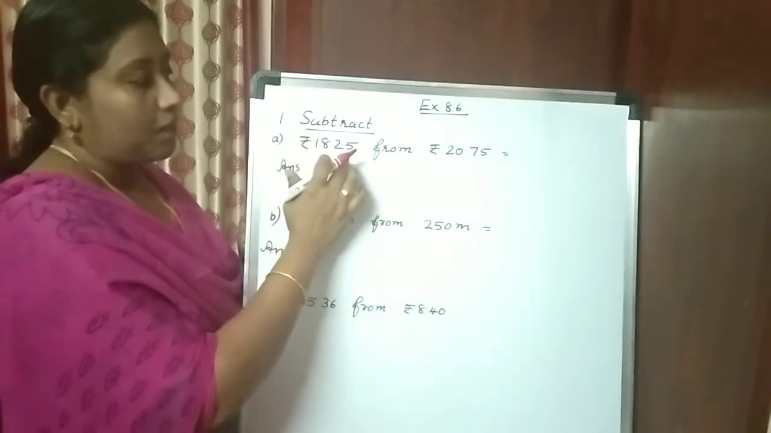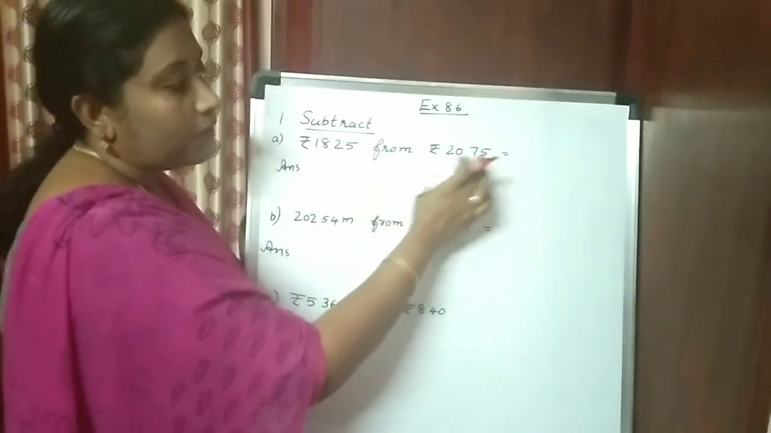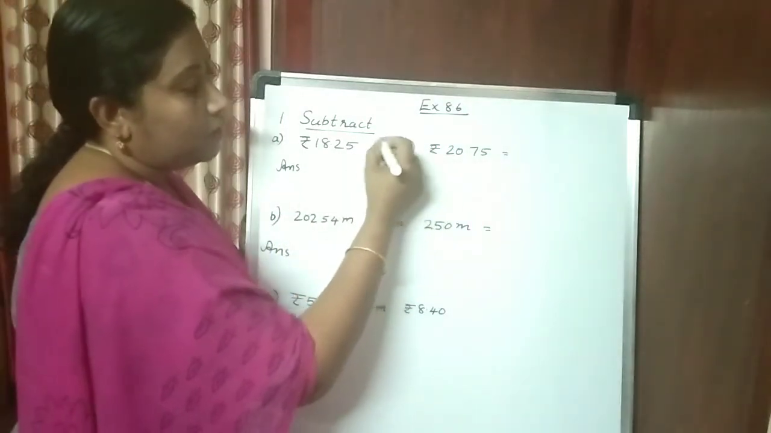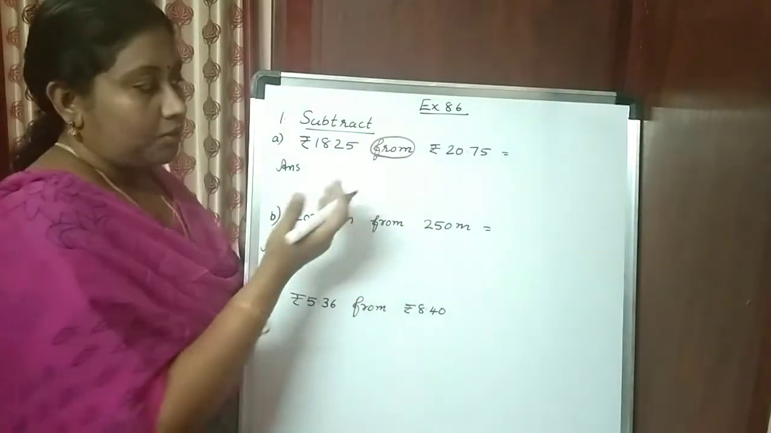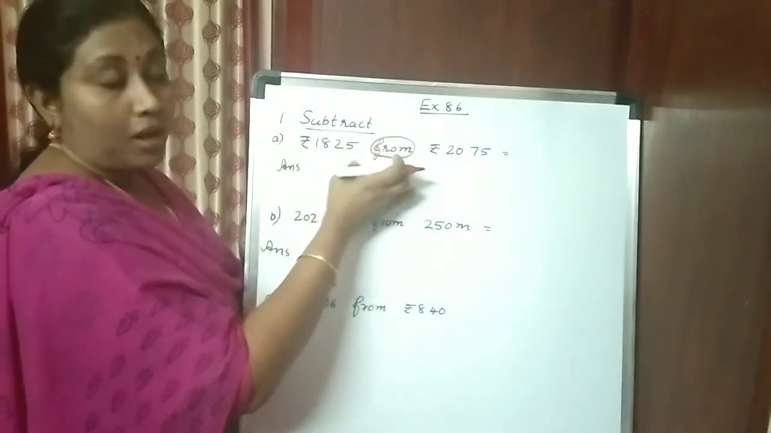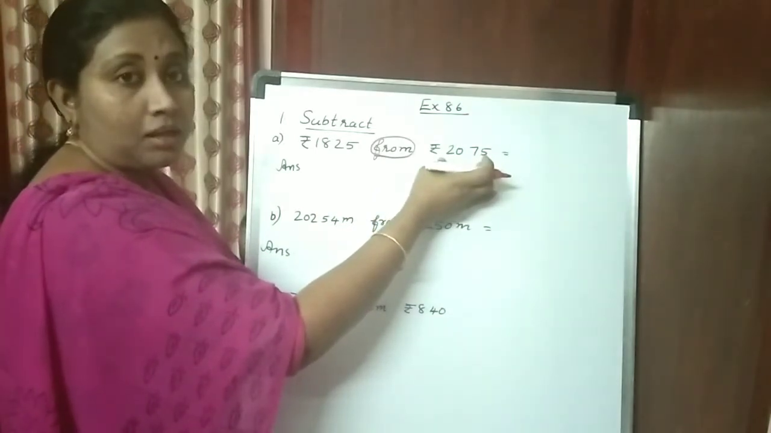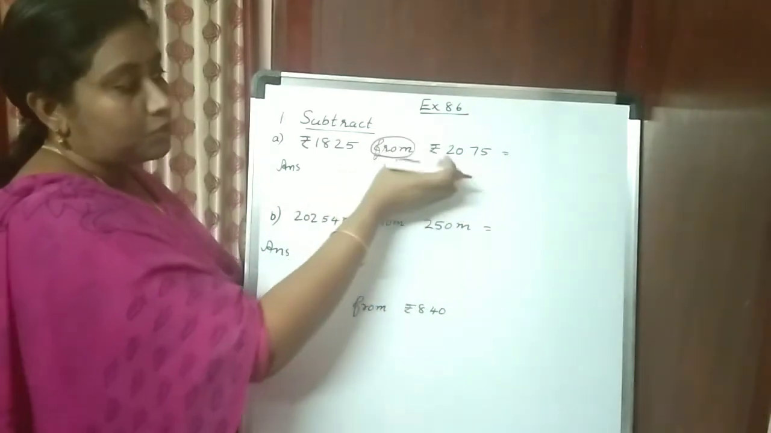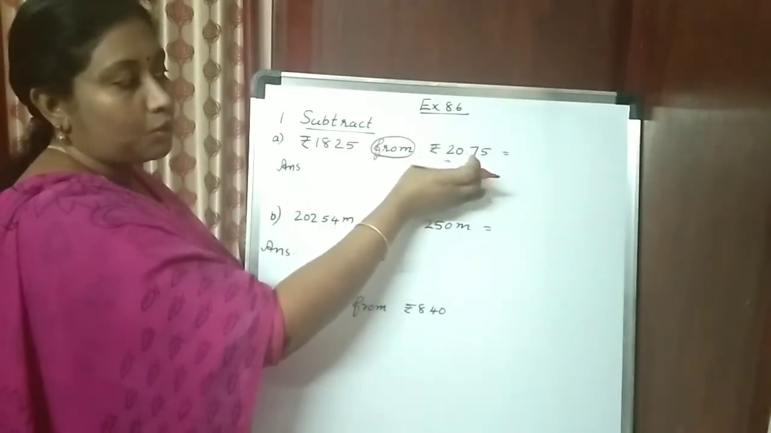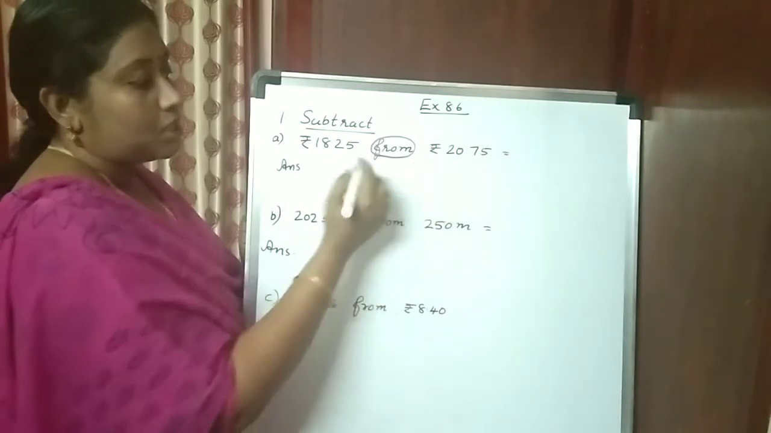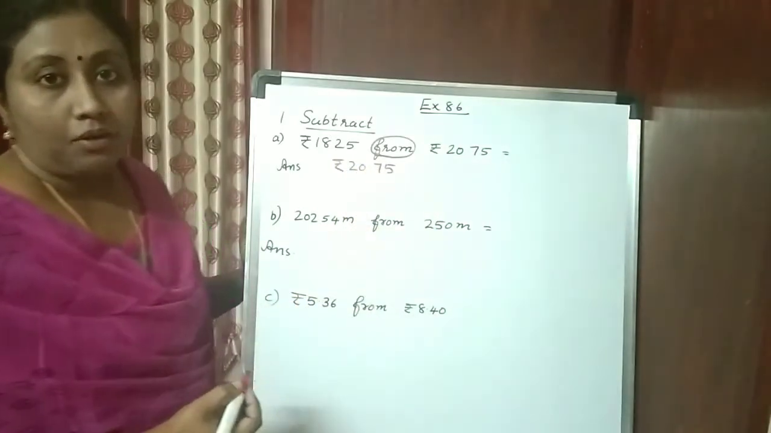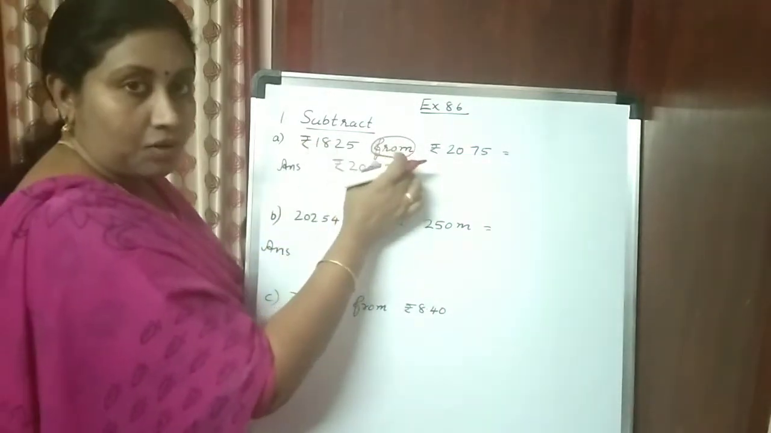Rupees 18 and 25 paise from rupees 20 and 75 paise. In this question, there is one word, from. If in subtraction there is the word from, in that case you write the second number as the first number. So, you subtract this number from 20.75. So you first write which number? Rupees 20.75. Okay, why? In this question there is one word, from.